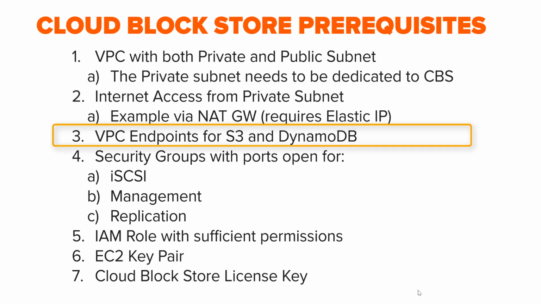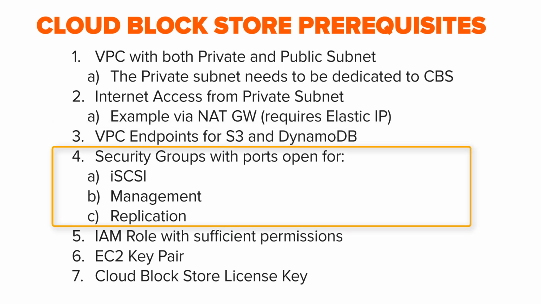The next thing we want to ensure is that we have connections to the appropriate VPC endpoints, specifically for S3 and DynamoDB. VPC endpoints ensure that traffic between Cloud Block Store and these AWS services will stay within the AWS network. We'll also want to make sure that we have the security groups available with the rules to allow the appropriate traffic to flow. In our demo, we'll go ahead and create a security group for each of the iSCSI, management, and replication ports that Cloud Block Store will use.